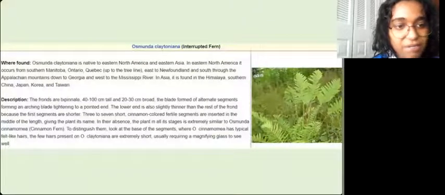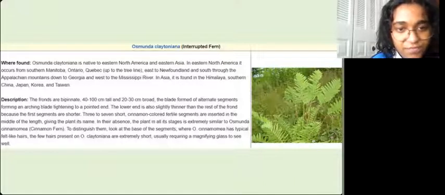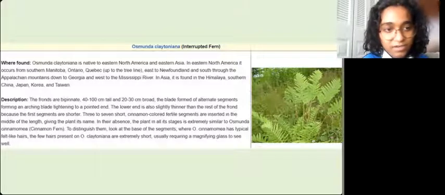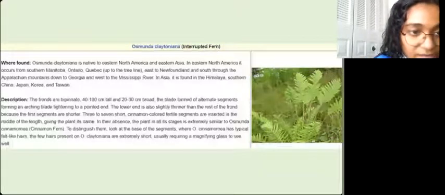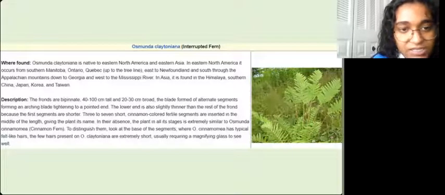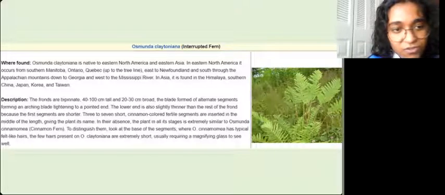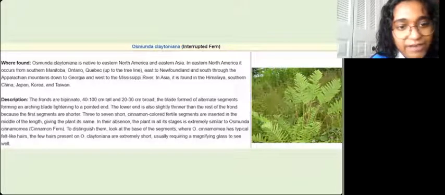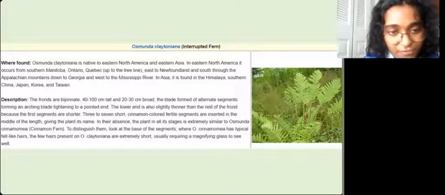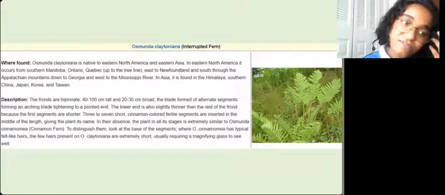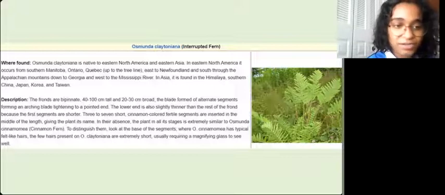Interrupted fern. Interrupted fern is native to eastern North America and eastern Asia. So it is on the eastern side. In eastern North America, it occurs from southern Manitoba, Ontario, Quebec, up to the tree line east of Newfoundland and south through the Appalachian Mountains, down to Georgia and west to the Mississippi River. In Asia, it is found in the Himalayas in India, southern China, Japan, Korea, and Taiwan.